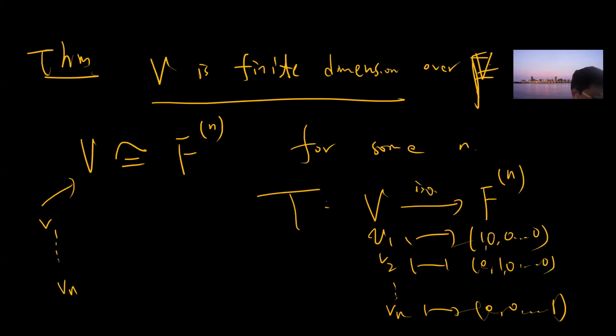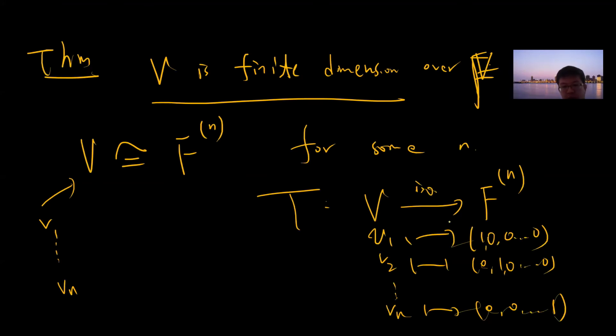Okay, so we get another result: any two finite dimensional vector spaces over F of the same dimension are isomorphic. The reason is that they are both isomorphic to F^n. So if they have the same dimension, they are both isomorphic to F^n, and so they are isomorphic to each other.